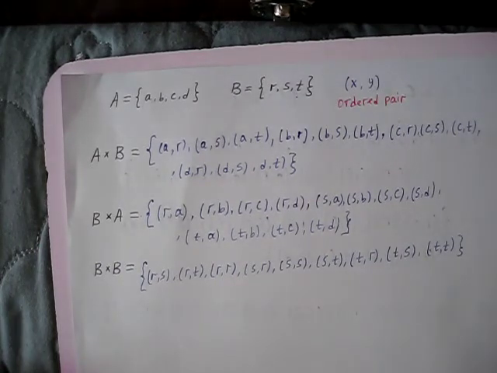Okay, this is it, guys. The cross of A and B: A cross B, B cross A, and B cross B.